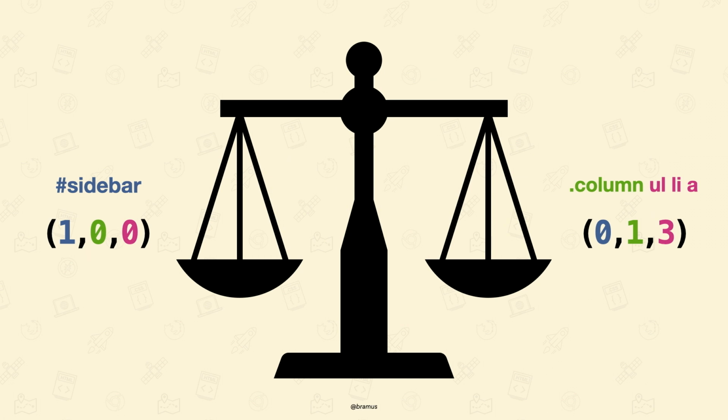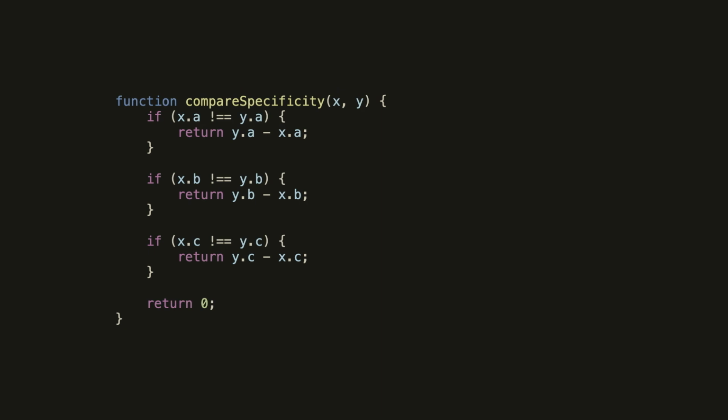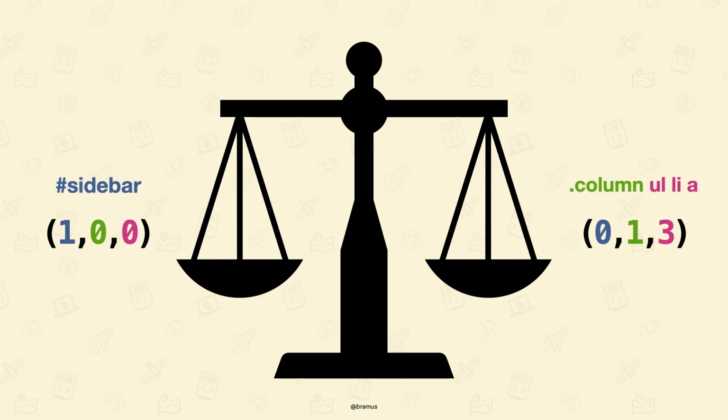So which one wins here? If you're into JavaScript, this is the compare function that you can use. And you can derive the meaning of it. First, you compare the A part. If that's the same, then you compare the B part. If the B part is the same, then you compare the C part, and otherwise they have the same specificity. So what we do here is first we compare the A part. The blue one, we match it against the blue 0 over there. Well, 1 is greater than 0, so the one on the left has the higher specificity. Fairly easy, right?